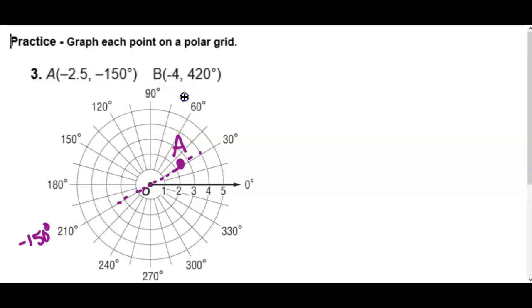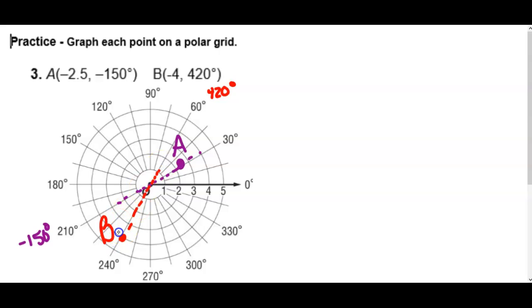Last one in degrees, 420. So this would go all the way around 360 and another 60. So it's going to land us here on this 60-degree line, but we're also supposed to back up, which would be the 240 line, 4. 1, 2, 3, 4. So B is clear over here.